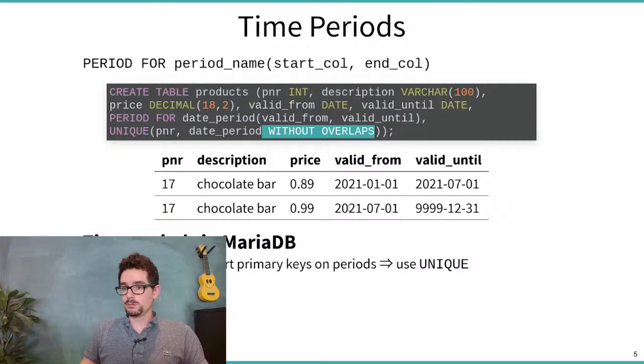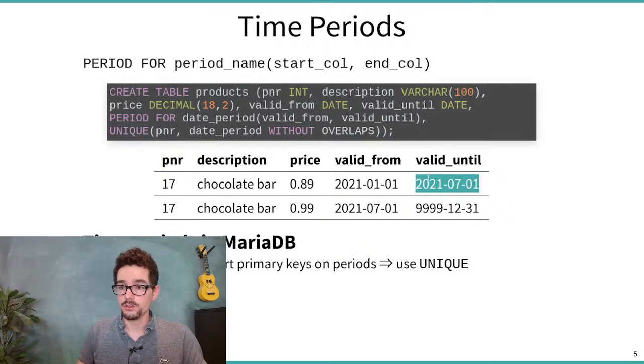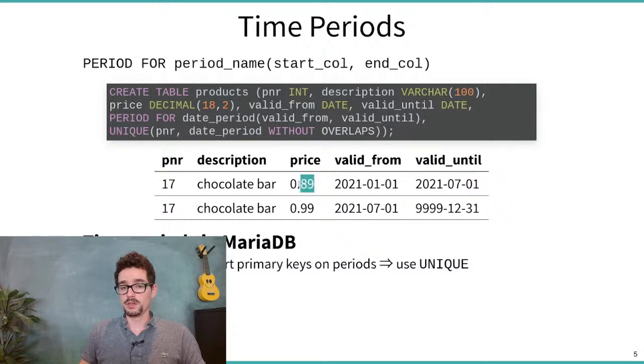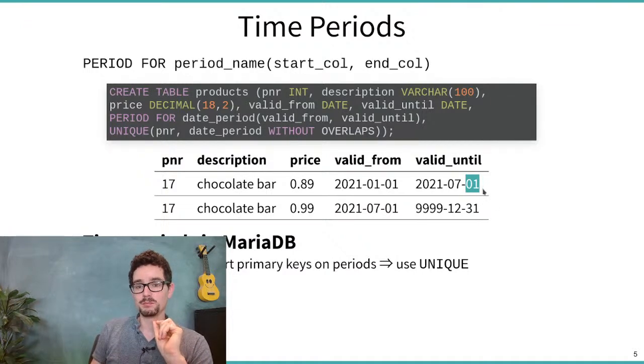We now have to talk about open and close intervals, and I tell you the solution that the SQL standard describes. Valid from is included. So the price of the chocolate bar was 89 cents on the 1st of January, yes. And this valid until is not included. So it is smaller than valid until. So 1 second before, or 1 time unit before that valid until timestamp, the interval ended.